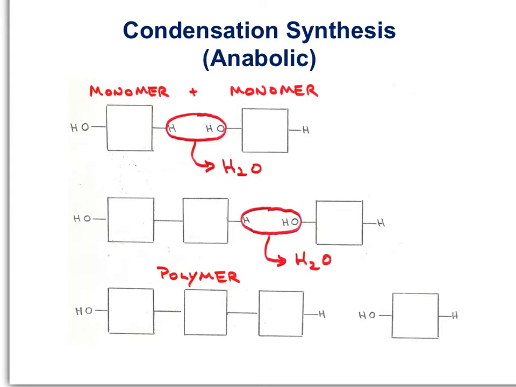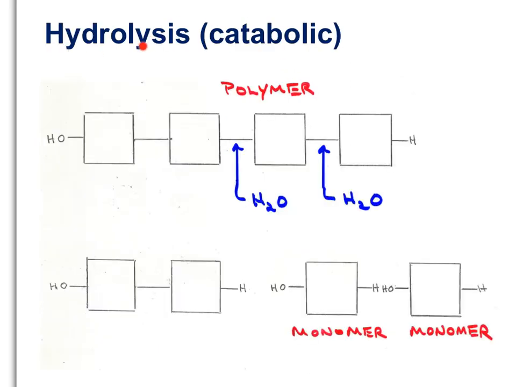Enzymes catalyze all reactions in cells. Enzymes control the metabolism of a cell. Hydrolysis is the breakdown of polysaccharides into monosaccharide monomers. Hydrolysis is a catabolic process.